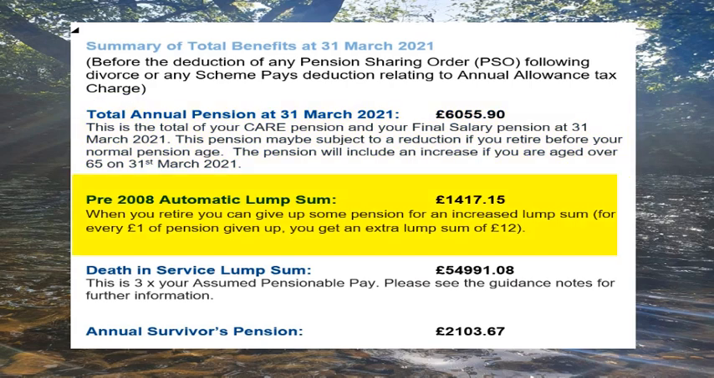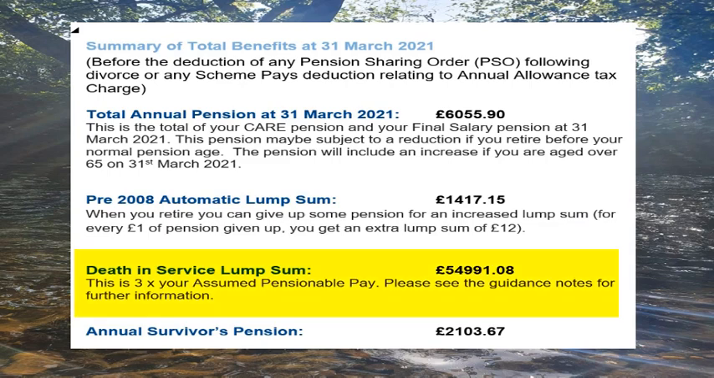The pre-2008 automatic lump sum field will show any lump sum you have accrued if you were a member of the pension scheme before the 1st of April 2008, when there was an automatic lump sum. A death grant of 3 times your assumed pensionable pay is payable if you were to die in service.